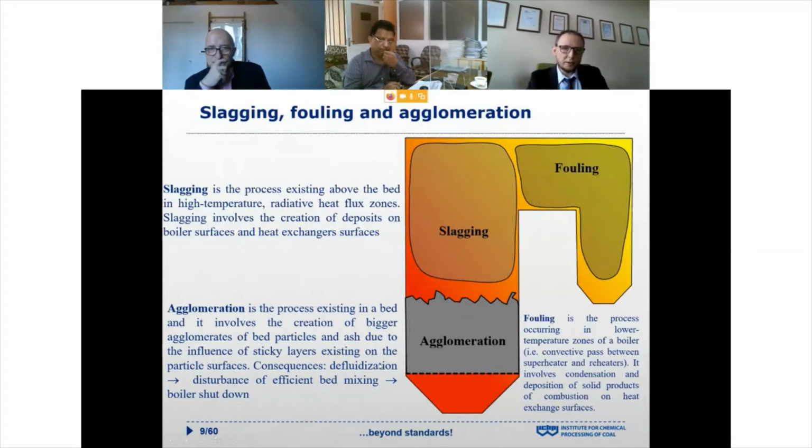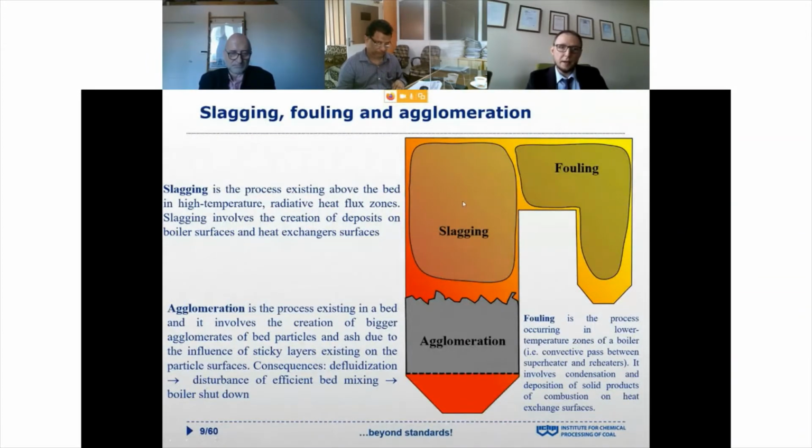The consequence for the engineers, for the boiler, is very serious, because fluidization can be stopped. We call this process defluidization. So the boiler can be shut down immediately. A very serious consequence. The next process is slagging.